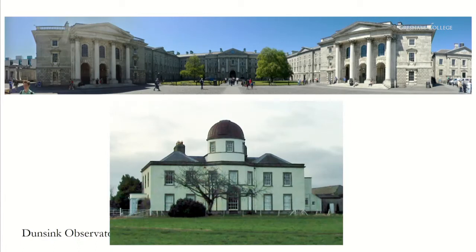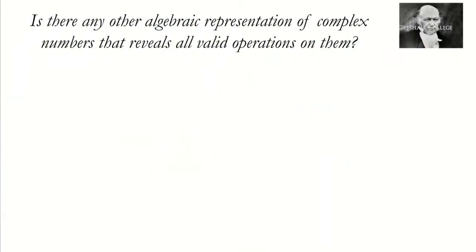So what did he do to resolve the problem of the square root of -1? In hindsight, especially with what I've said to you about the geometrical representation, it seems very obvious and is now generally accepted. All right. So the question Hamilton had in his mind was, is there any other algebraic representation of complex numbers that reveals all valid operations on them?